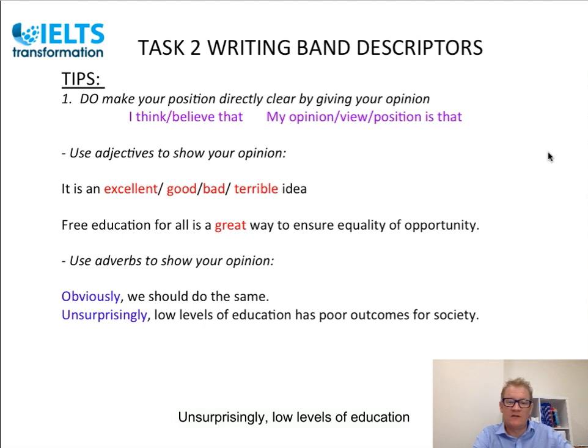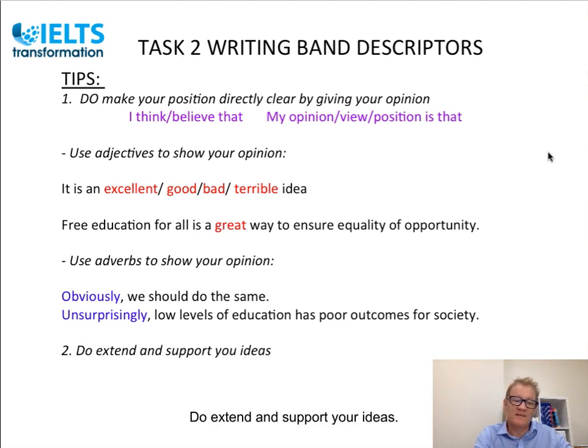Unsurprisingly, low levels of education has poor outcomes for society. There's a mistake there. It should be low levels of education have poor outcomes for society. Naughty me. But if I say it's unsurprisingly, it means it's not a surprise to me. So, it's obvious.